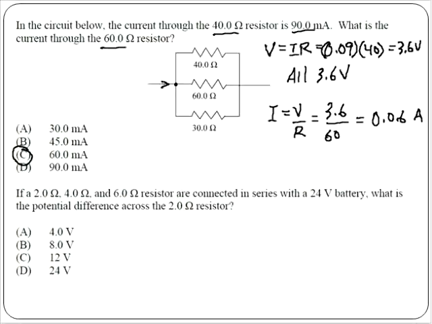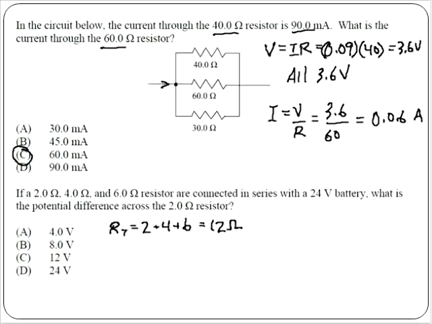Last one on this page. We've got a 2 ohm, a 4 ohm, and a 6 ohm resistor all connected in series. If they're all connected in series, that means they all have the same current. Okay, so let's figure out what that current is. Kirchhoff's current rule tells us in series they all have to have the same current. So we can find that current by doing this.